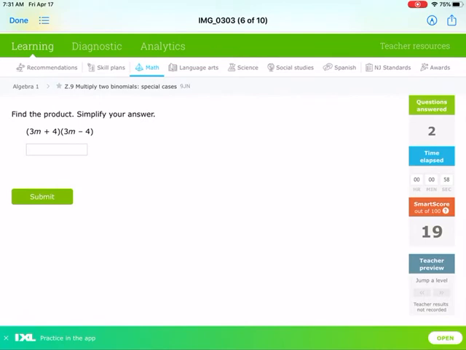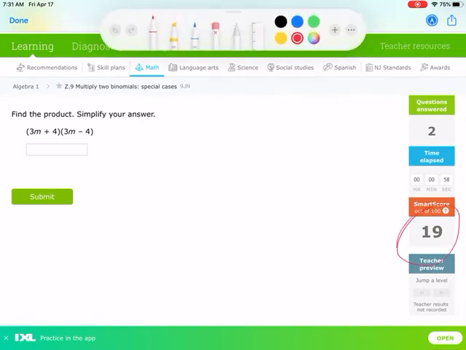As you can see, my smart score went up a little bit, but it's still the same difficulty. Nothing changes. Again, same thing. Distribute the 3m, so we get 9m squared minus 12m. And again, look at the middle terms here. Watch what happens.